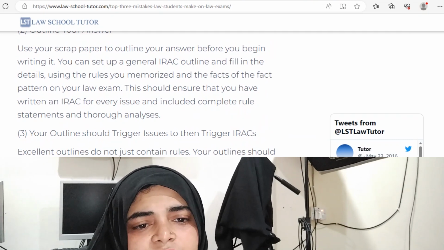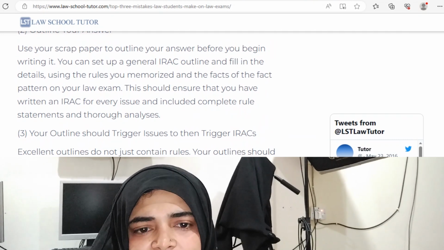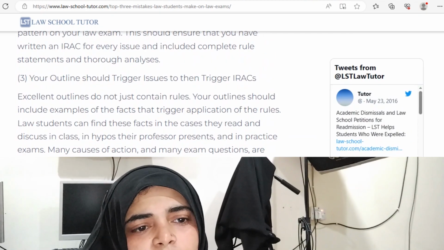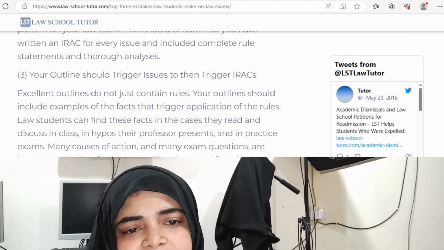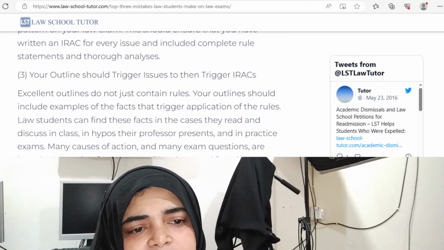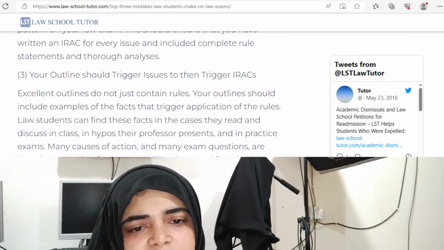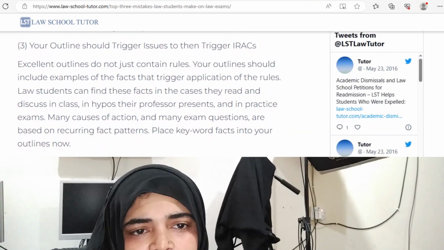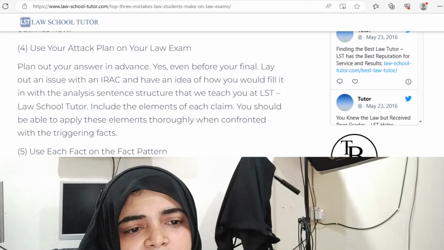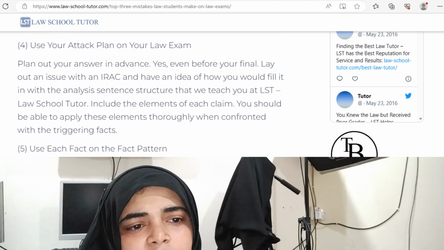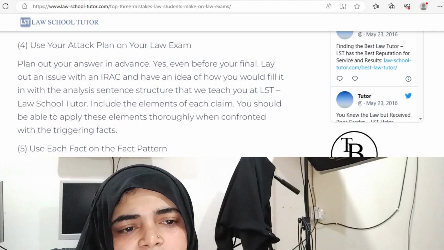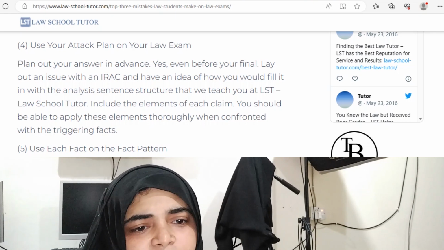An excellent outline will not just contain rules. Your outlines should include examples of the facts that trigger application of the rules. Law students can find these facts in the cases they read and discuss in class and in hypos the professor presents. Next is use your attack plan with your law exam. You should be able to apply these elements thoroughly when confronted with the triggering facts.